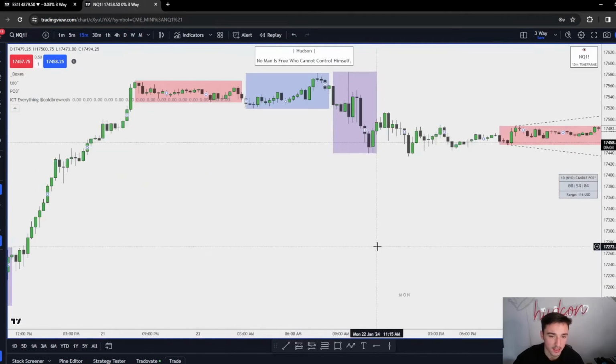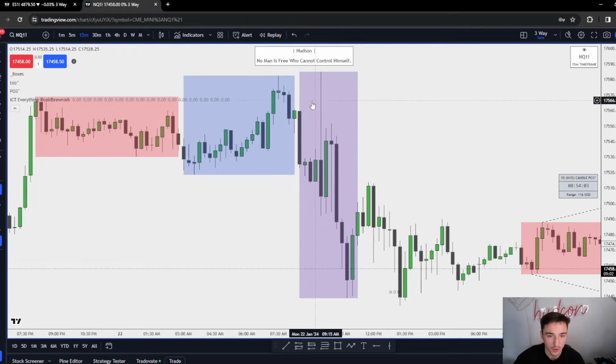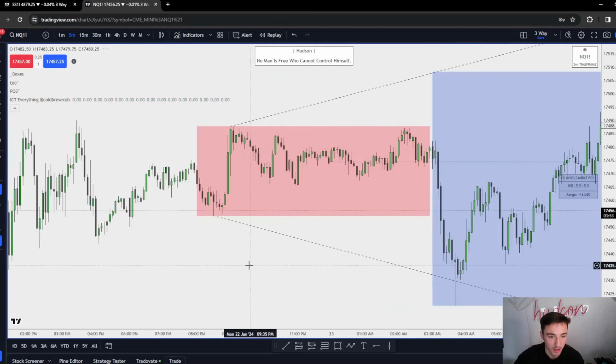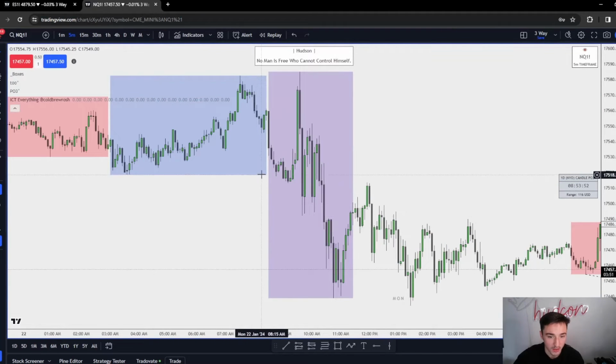Even right here, we had seek and destroy on Monday. What did we do? Take London high, and then look, we take London low here. We come back into the range on this 15-minute candle. Maybe we can see it clearer on the 5-minute. Yeah, we take London low, come back into the range, take the high, displacement lower. This fair value gap could have been a valid short to target this low.